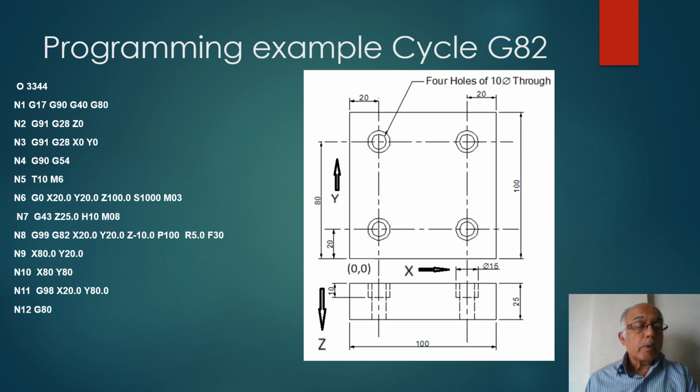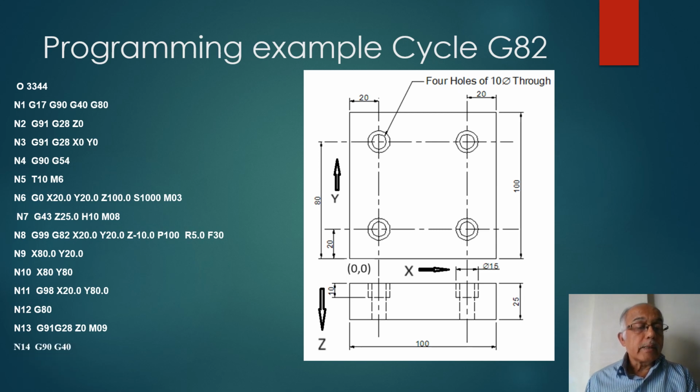In block number 12, we have cancelled the cutting cycle or canned cycle. G80 is the code for cancellation of the canned cycle. In block number 13, we have sent the machine to the reference point for Z-axis. At the same time, we have stopped the coolant supply with code M09.